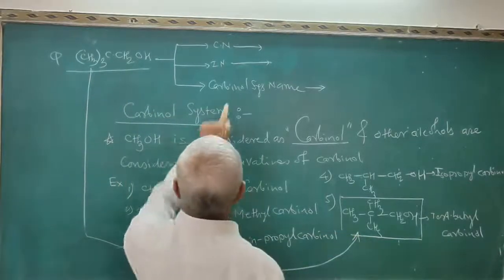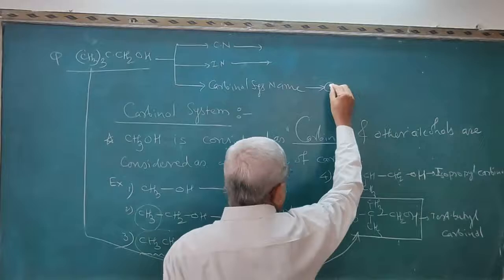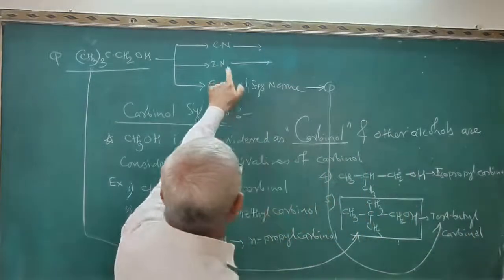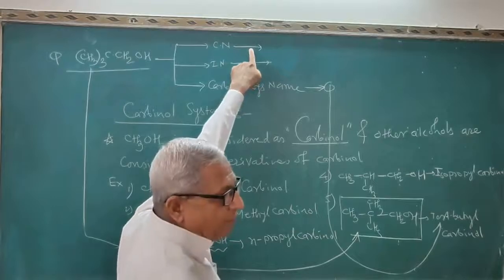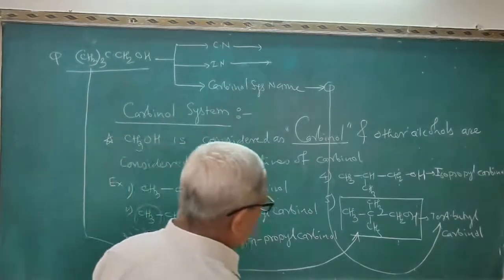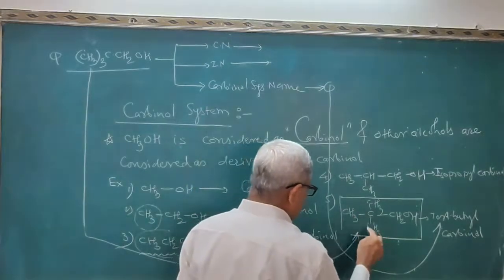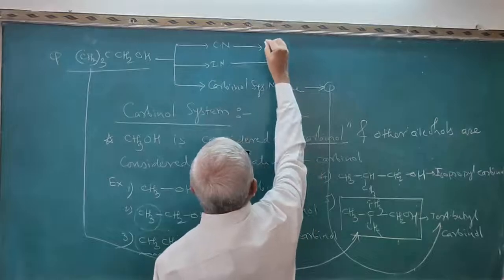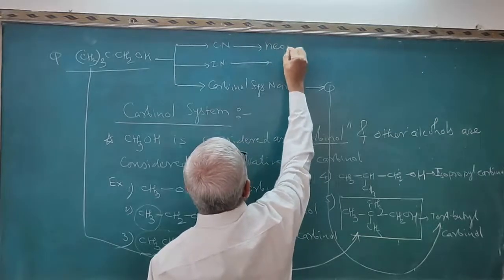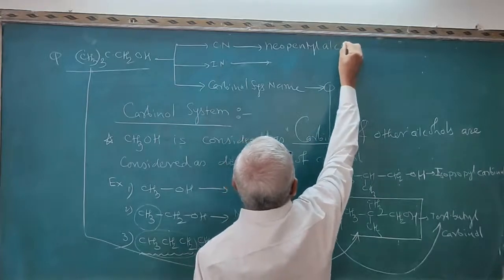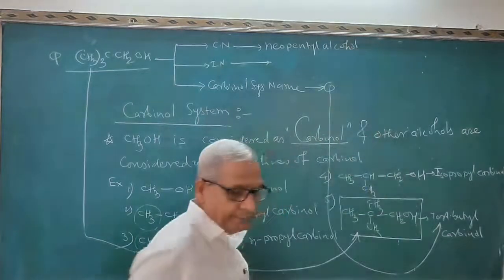Now you know the carbinol system name. What is the carbinol system name? Tertiary butyl carbinol. But you have to write its common name as well as IUPAC name. What is the common name? Now see here, it contains 1, 2, 3, 4, 5 carbon atoms, and this is the neopentyl. So the name will become neopentyl alcohol. This is the common name.